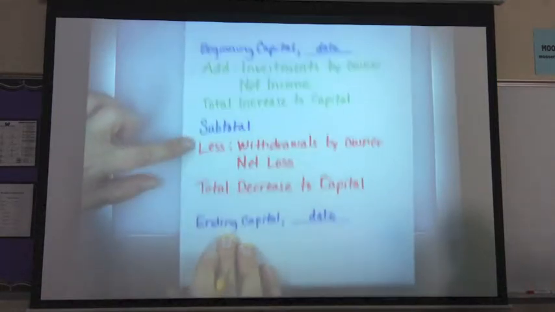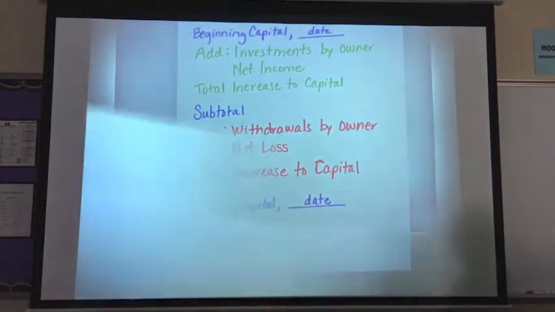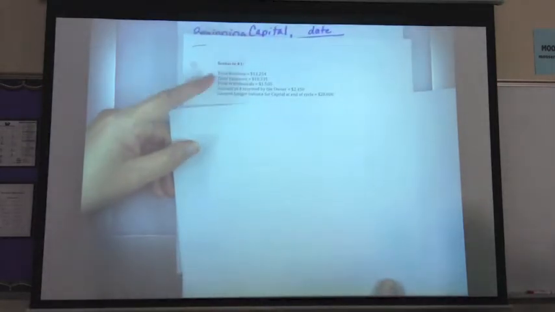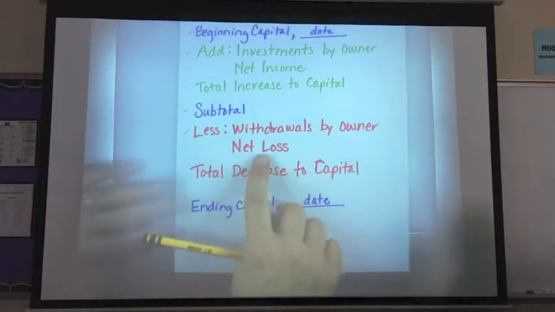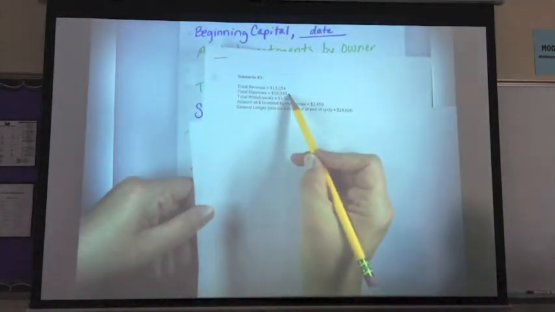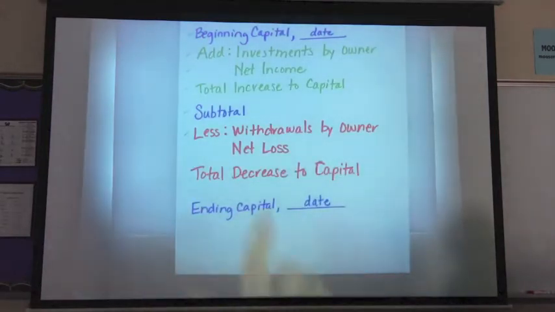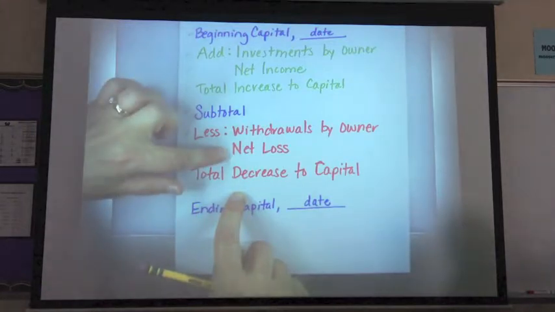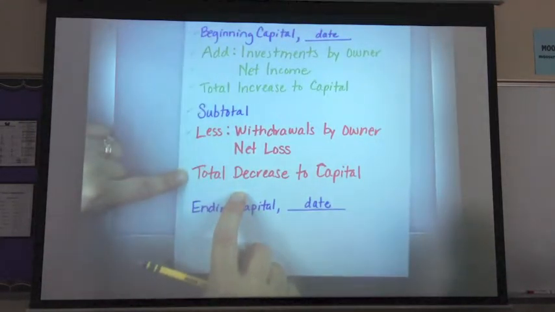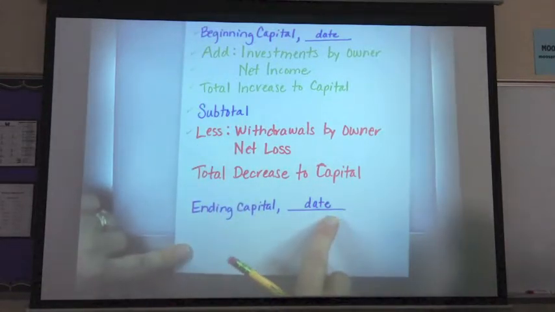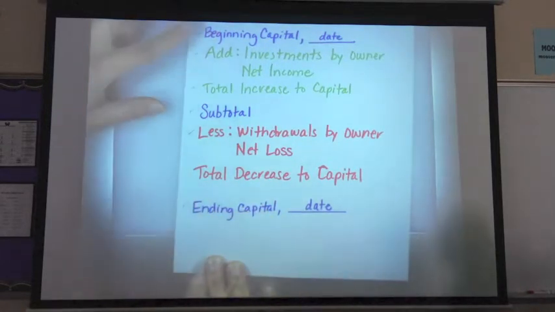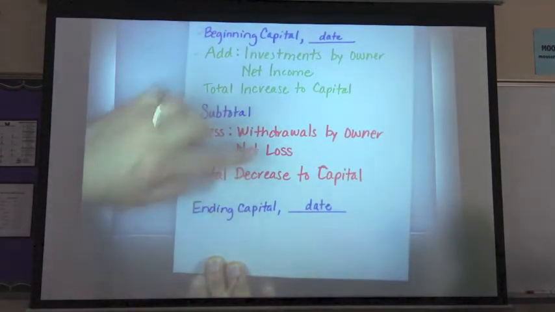Now let's take a look at the less. If I look at my scenario, did the owner withdraw anything? Yes, they withdrew $1,500, so I'm going to use that line. Was there a net loss? Well, remember, our revenue was bigger than our expenses, so there was no net loss. That means we will not be using net loss. If we only have withdrawals and not net loss, do I need total decrease to capital? No. Do I need ending capital and the date? Yes. So in this case, I would only be writing these 7 lines, and I would leave these 2 lines off.